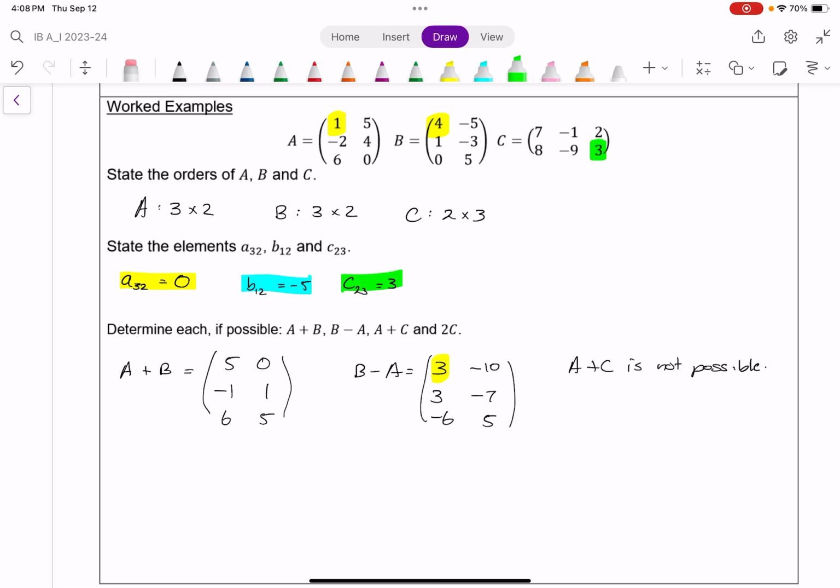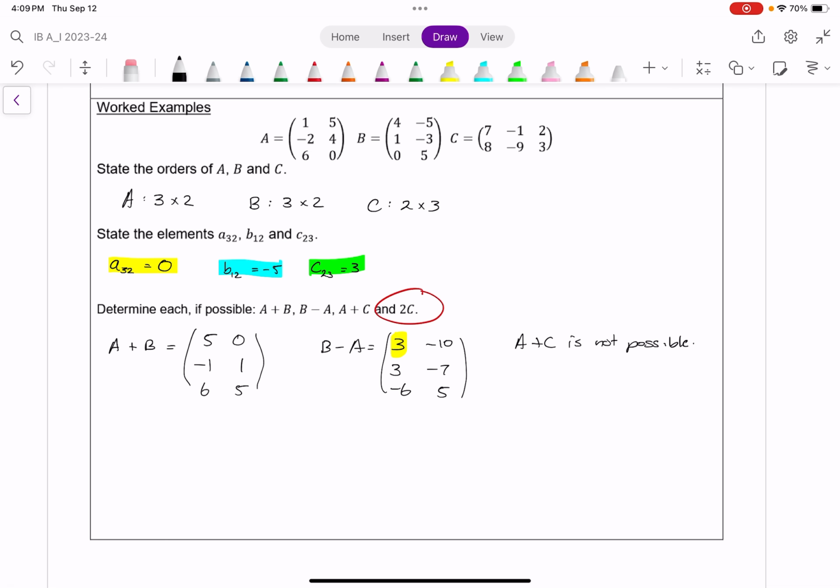It seems like you can get started, 1 and 7, okay, but then pretty quickly we don't have an element here, but we have an element here. And so you just cannot add these. So that's nice. And then finally, 2C. This just means matrix C times 2, quite literally every element being multiplied by 2. So in this case, 2C will be all those elements doubled. So 14, -2, 4, and so on.